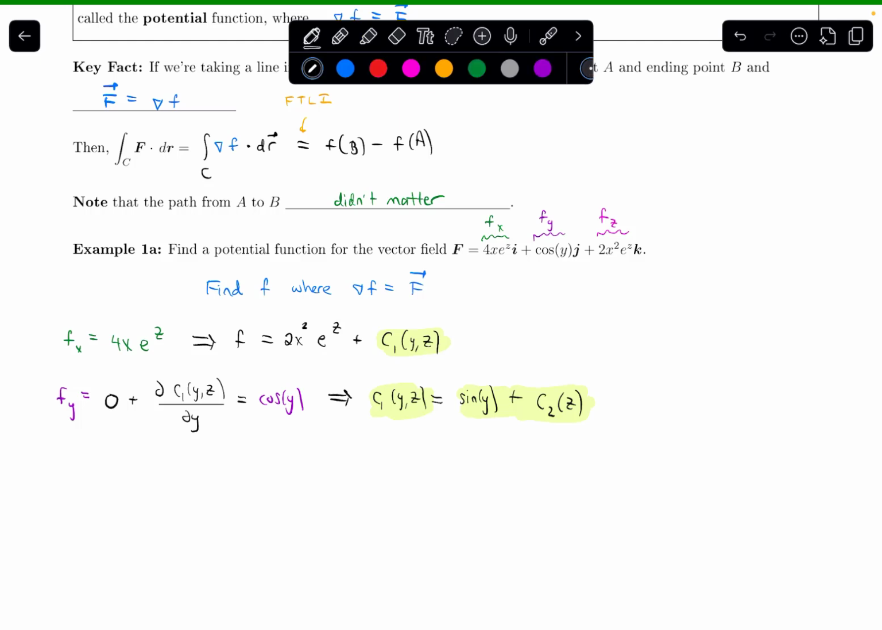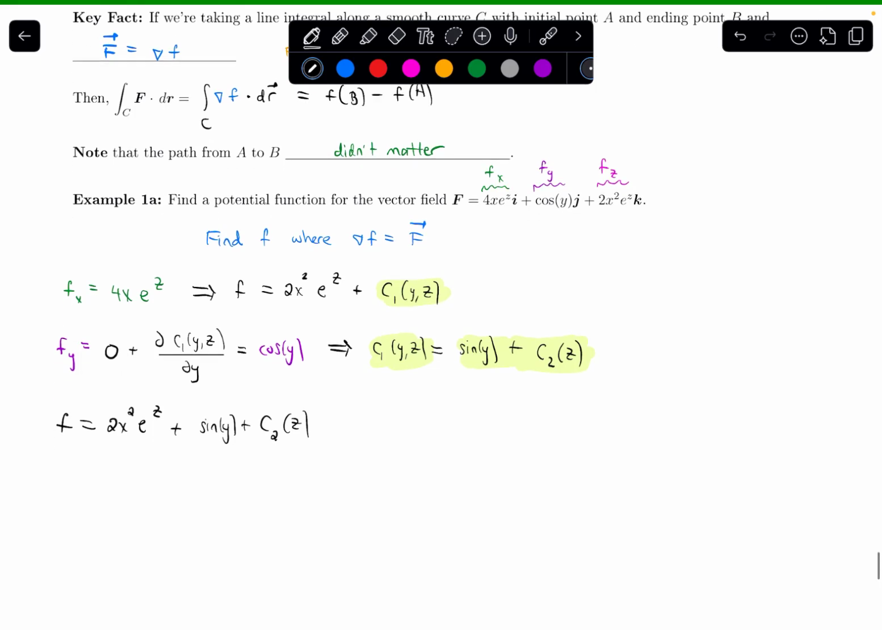Now let's plug this back into my original function f. So let's plug it back into here. I'll get 2x squared e to the z, and let's plug back in for that c1 to get sine of y plus c2 of z.